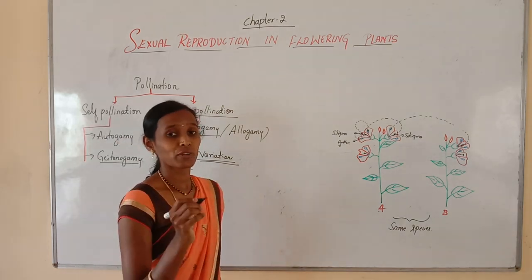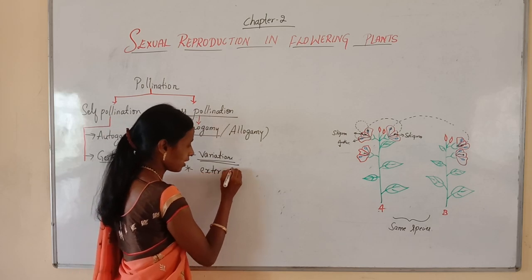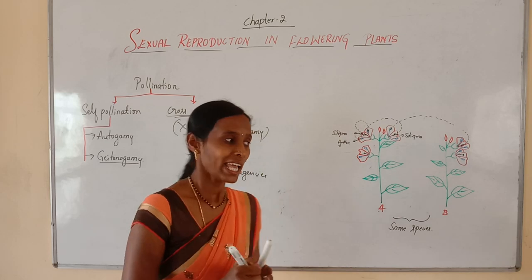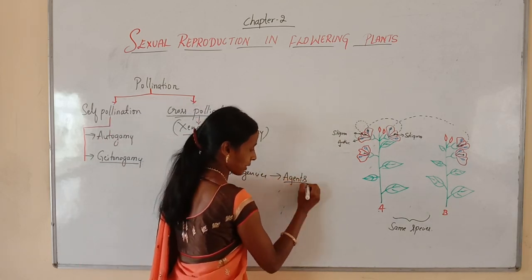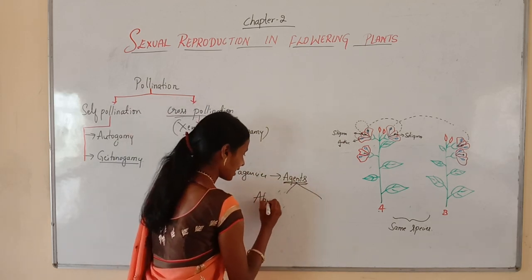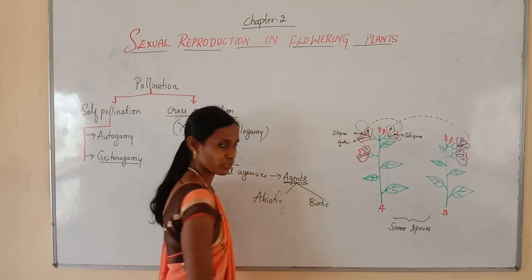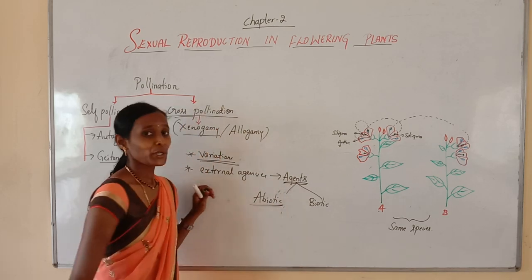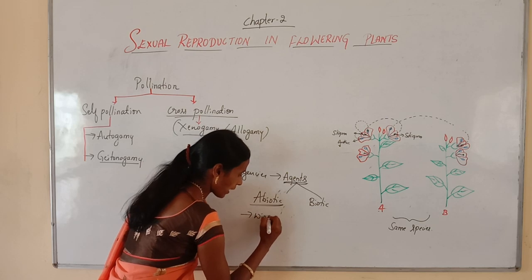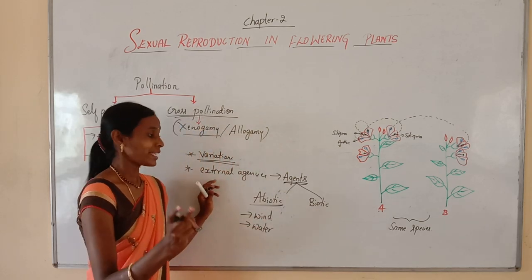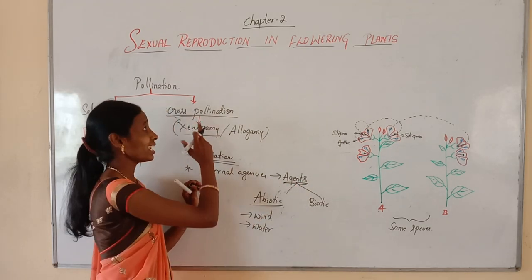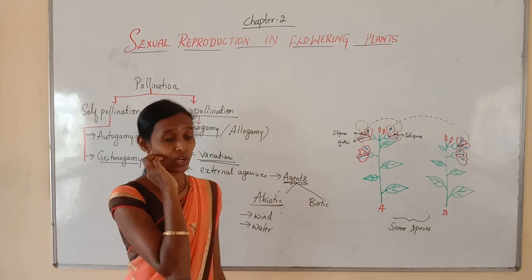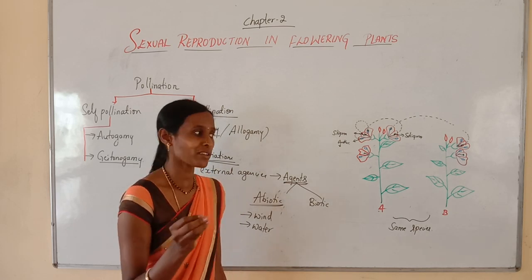But this cross-pollination is performed by certain external agencies. The pollen grains must be transferred from one plant to another plant, so they require certain external agencies. We will see which are the agents for pollination. These agencies may be abiotic or biotic. Abiotic means non-living, and biotic refers to living. There are two main types of abiotic agencies, namely wind and water, which bring about cross-pollination. Very important: cross-pollination must be carried out by certain agencies. But in self-pollination, they do not require any pollinators or external agencies, whereas here it is required.